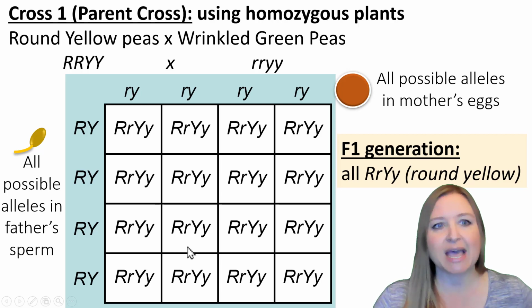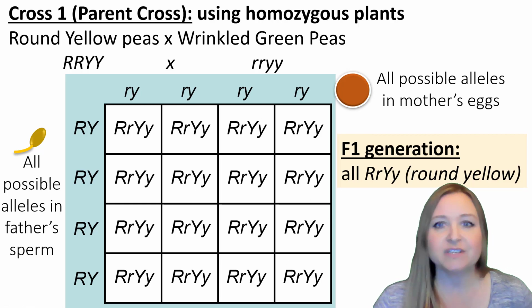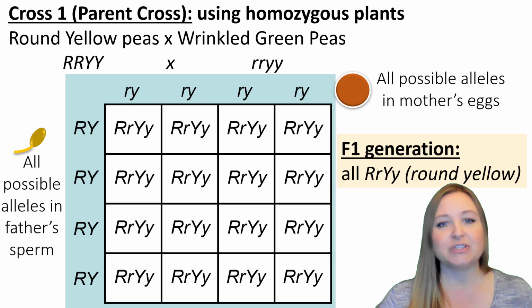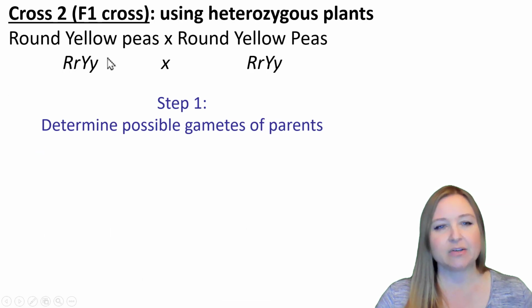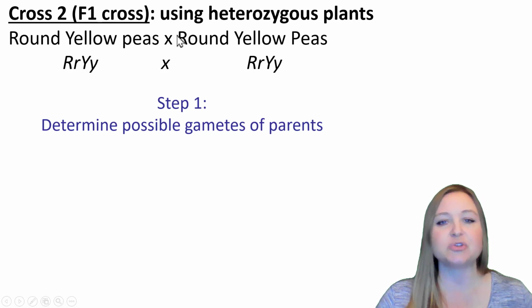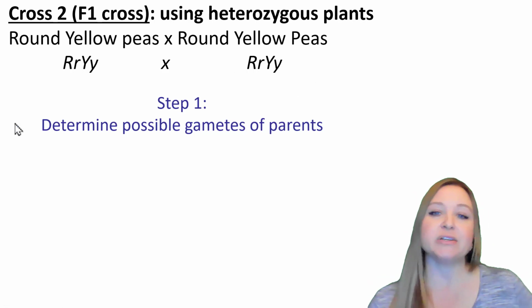Now, though, let's go ahead and do an F1 cross. This is the F1 generation. These are our 16 possibilities, which all turn out to be the same. Let's take two of these offspring and cross them together, okay? So now we're going to do an F1 cross where we start with heterozygous individuals. One heterozygous male plant, one heterozygous female, and we're going to cross or breed them together. Now, again, the rules are the same. We determine the possible gametes of the parents first.